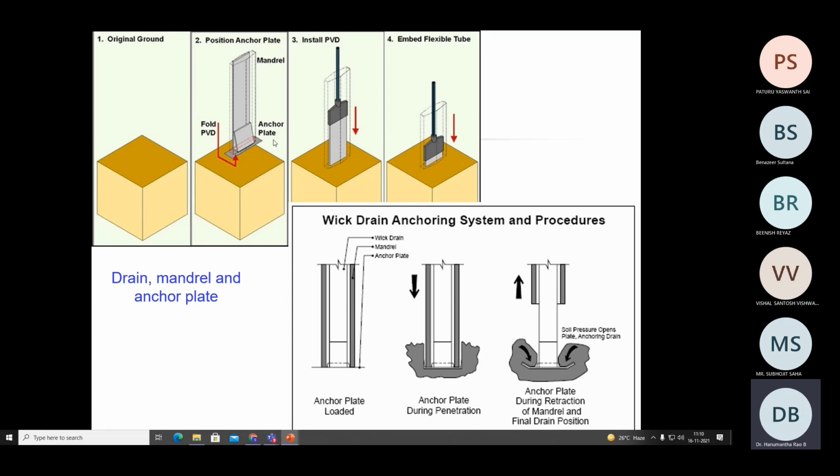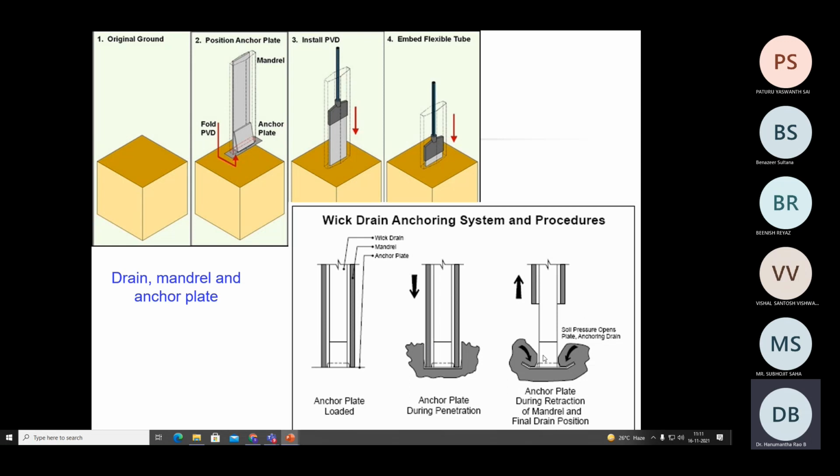So what they do is they provide some kind of anchoring mechanism at the bottom. So here you can see, for that purpose, an anchor plate is used. This anchor plate is permanently retained inside the ground. So when the mandrel is driven into the ground, the PVD along with the anchor plate will be inserted, while the anchor plate will be left at the bottom only. But there is some mechanism that you can refer to in the form of a passive effect.